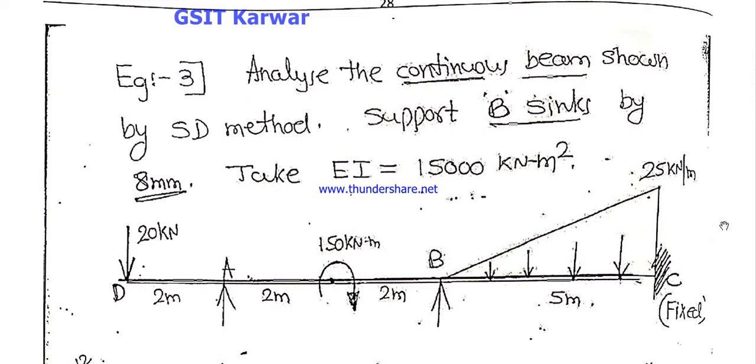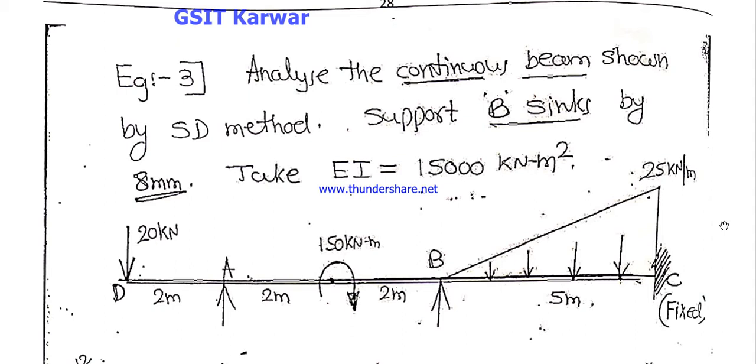Here you can analyze the given problem. Analyze the continuous beam shown by the slope deflection method. Support B sinks by 8 mm. Here the sinking value is given, so that means we can consider delta. In the place of delta, you can substitute the 8 mm, or convert that 8 mm to meters, because all other parameters are in terms of meters. So you convert to meters, substitute there and solve the equation. That is the little difference here, nothing else.